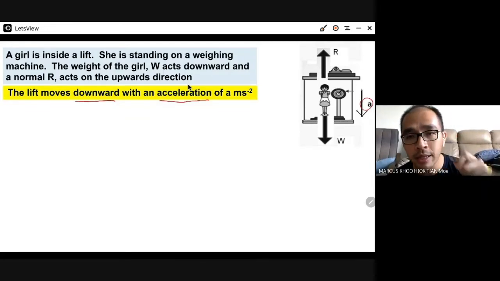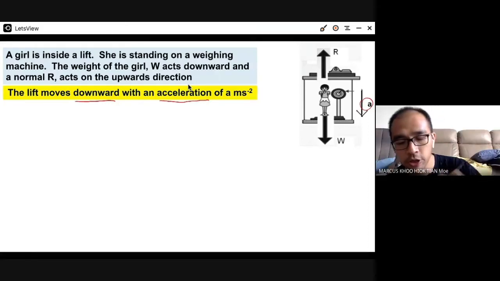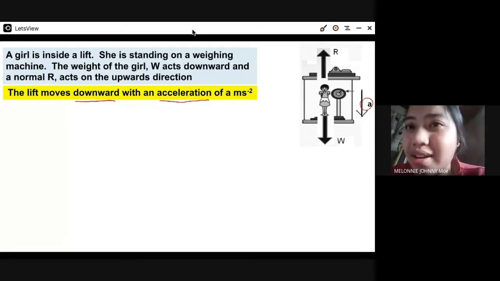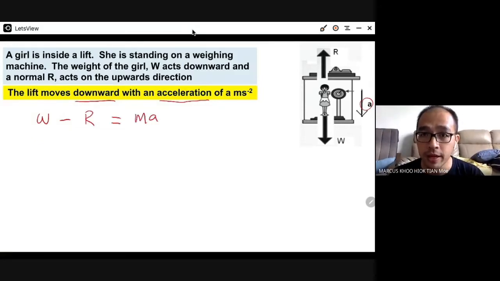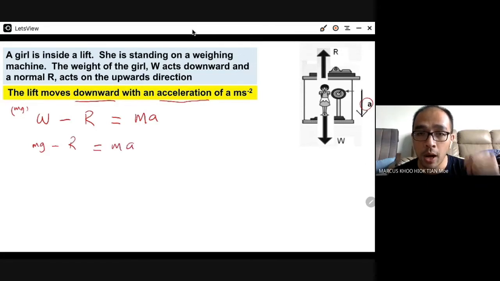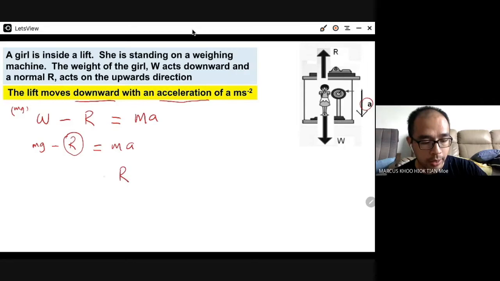Oswald, if the acceleration is downwards, where is the direction of the resultant force? W. Okay, very good, towards W. Therefore, if I'm going to calculate the resultant force, it will be what? W minus R. Okay, W minus R will be equal to MA. And we established the fact just now that W sebenarnya adalah sama dengan mg. So mg minus R will be equal to MA. So how can I find out what is the reading of the girl on the weighing scale? Saya pindah lah. So R equals to mg minus MA.